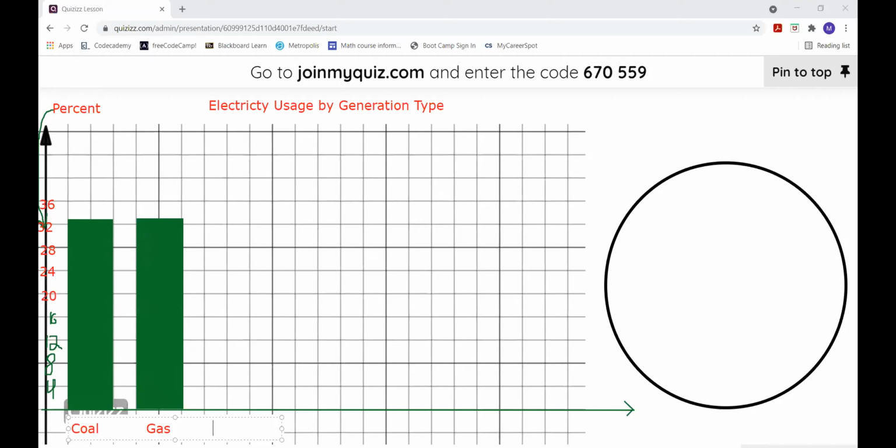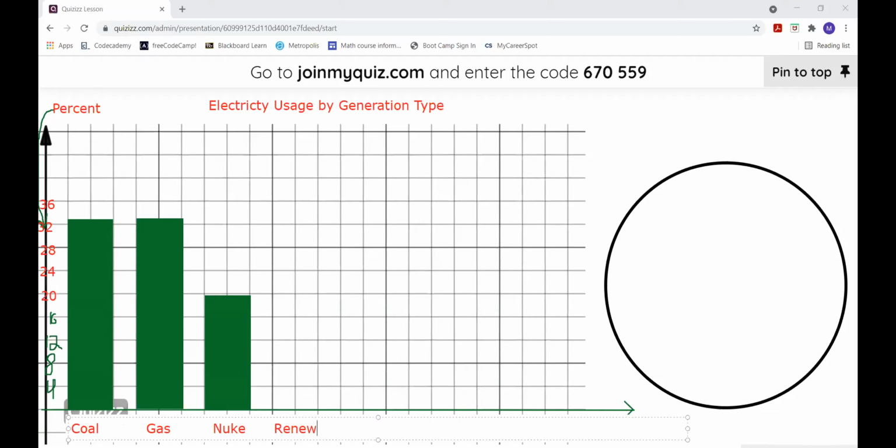I have nuclear power, so I'm going to abbreviate that with nuke. Nuclear power is at 20. Which is what, this line? The next thing we have is renewable non-hydro power. And so renewable, non-hydro, and then we have hydro. Let's extend this thing all the way. And then we got hydro.